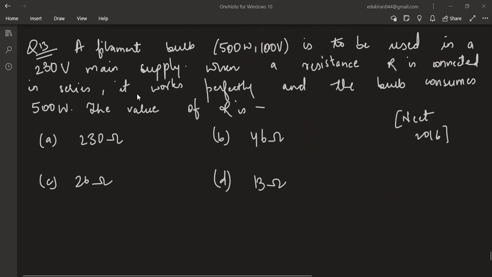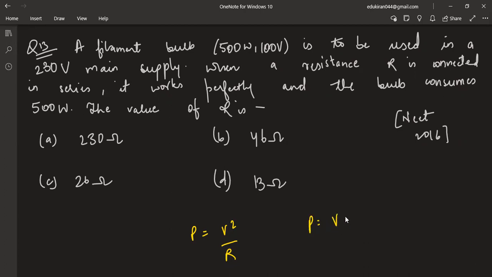Here use the formula. A filament bulb you have whose power is 500 watt. Voltage is given as 100 volt. It is to be used in 230 mains supply. When a resistance R is connected in series, it works perfectly and the bulb consumes 500 watt. The value of R is. See, use just this formula. That is sufficient. P is equal to V square by R in all the questions which you have.